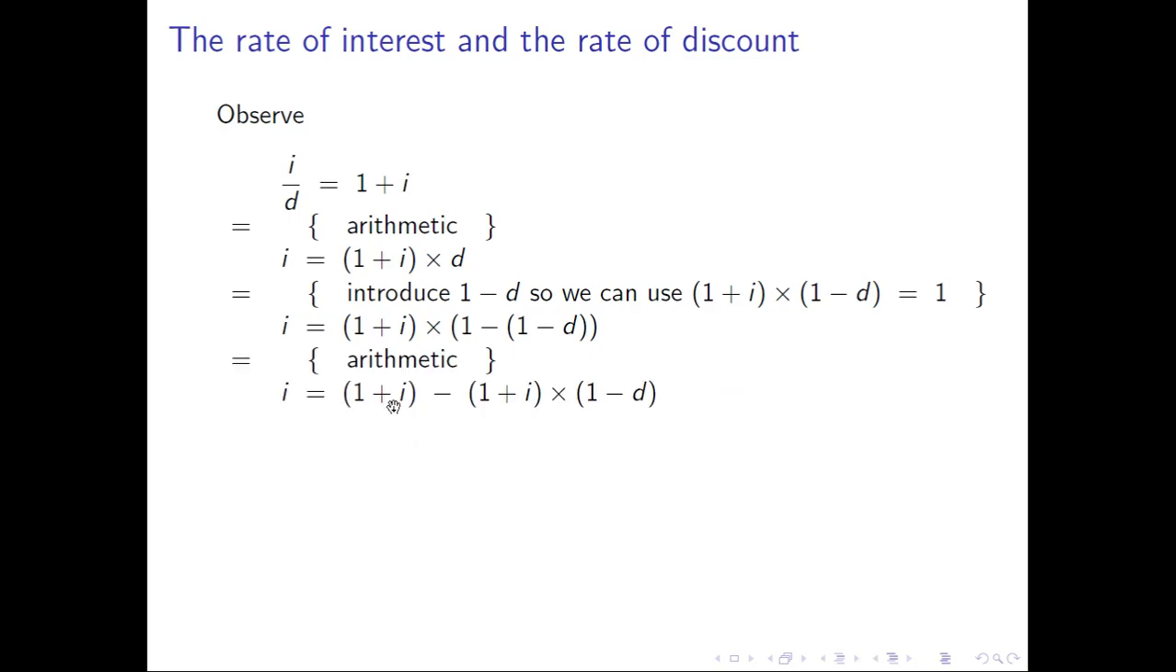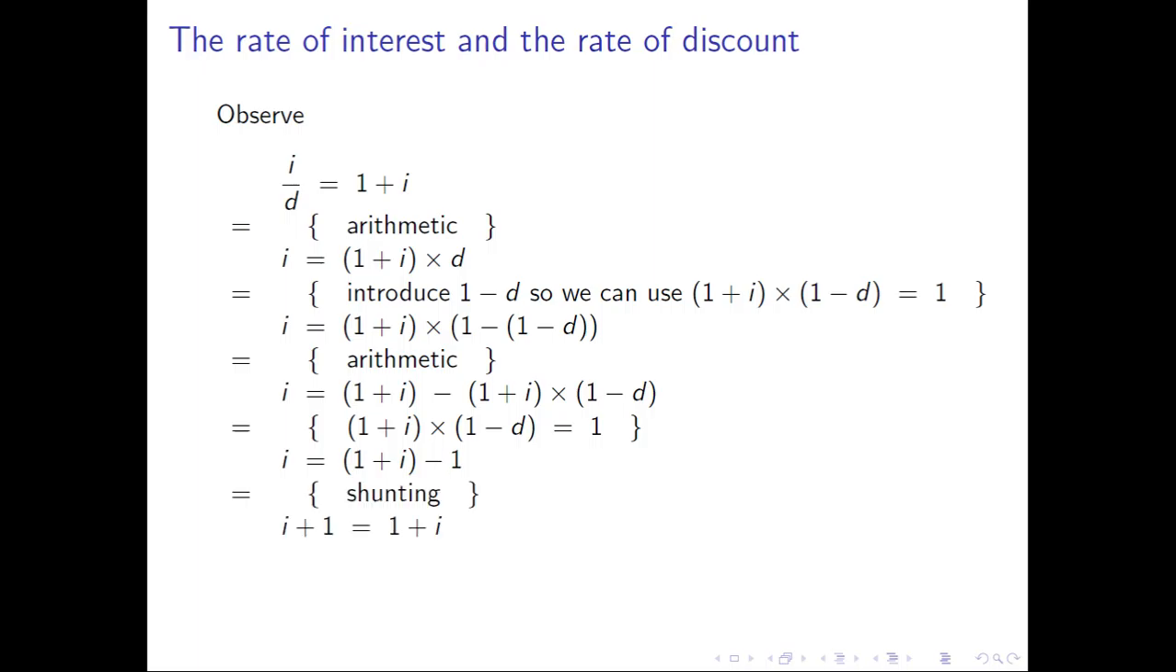And we get that I equals (1 plus I) minus (1 plus I) times (1 minus d). Great. We know what to do with this because that's equal to 1, and so we have that I equals 1 plus I minus 1. Now we're practically done. If we shunt the 1 to the left hand side, then it's easy to see that the left hand side and the right hand side are equal, and so that means that this is a theorem.